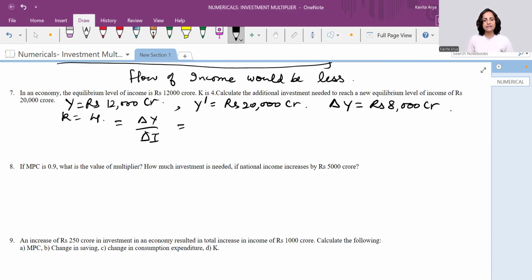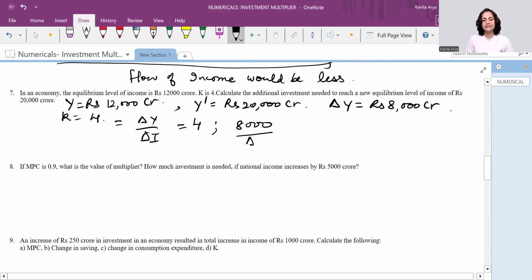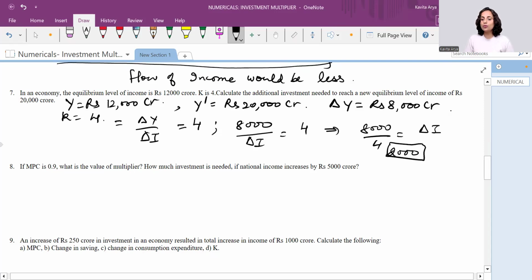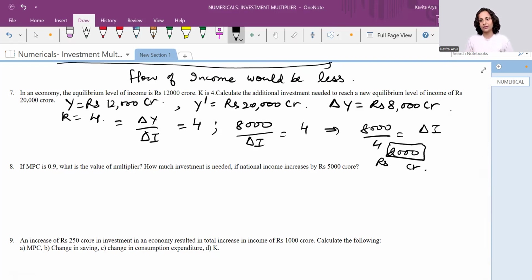We have this is equal to 4. So, we'll use this equation: 8,000 divided by delta I would be equal to 4. And this gives us 8,000 by 4 is equal to delta I, and that's equal to 2,000. So we need 2,000 crore rupees more, to bring the new equilibrium income at the level of 20,000 rupees. I hope this is clear.